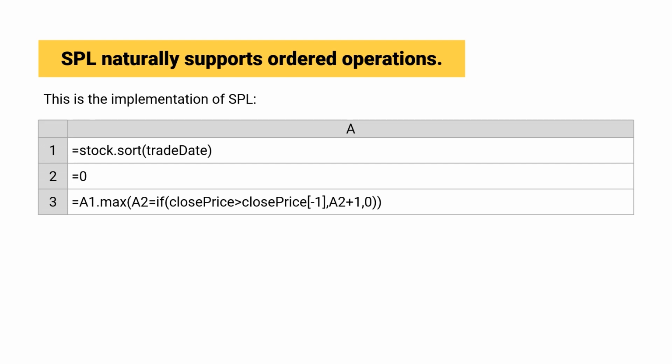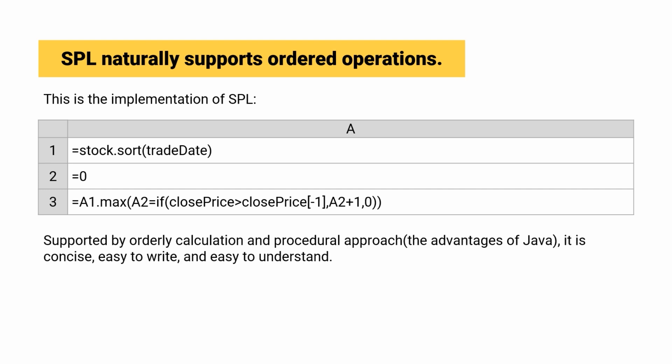This is the implementation of SPL. Firstly, A1 sorts by trading day. A2 is a counter with an initial value of 0. Then, A3 begins to loop and compare with the previous day. If there is no increase, the counter is cleared to 0. If there is an increase, then add 1. At the end of the loop, the maximum value that appears in the counter is the result we want. It is completely consistent with the natural problem-solving approach, and with the support of ordered calculation and procedural approach, it is expressed concisely, easy to write and understand.